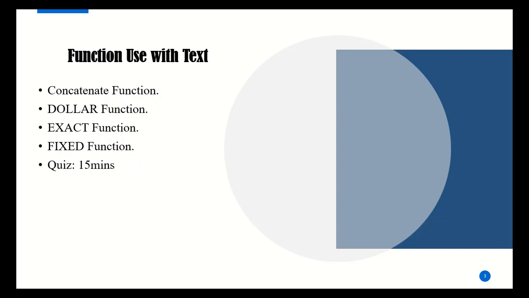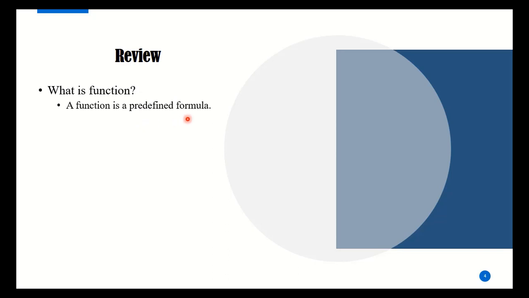But before we talk about the 4 of them, I want to review functions first. So what is a function? Do you still remember what a function is? A function is a predefined formula. What does predefined formula mean? It means a formula that someone already designed for you. In this situation, Microsoft Excel designed the formula already for you, okay? So you just need to understand the meaning of the function and when to use it.